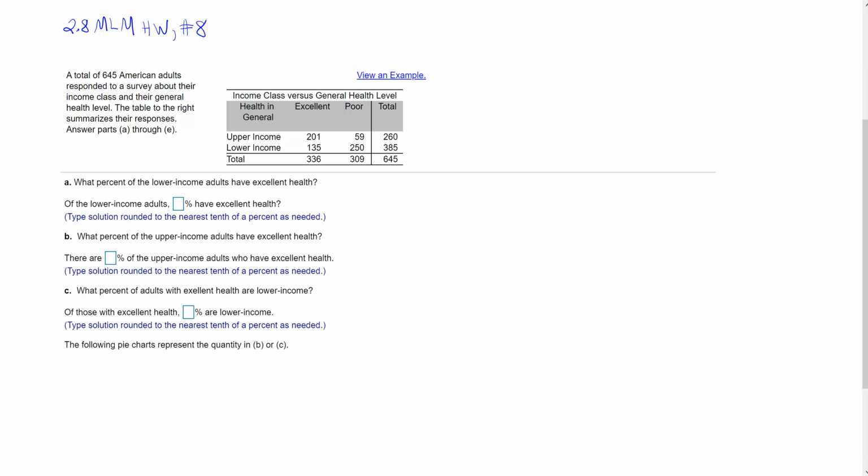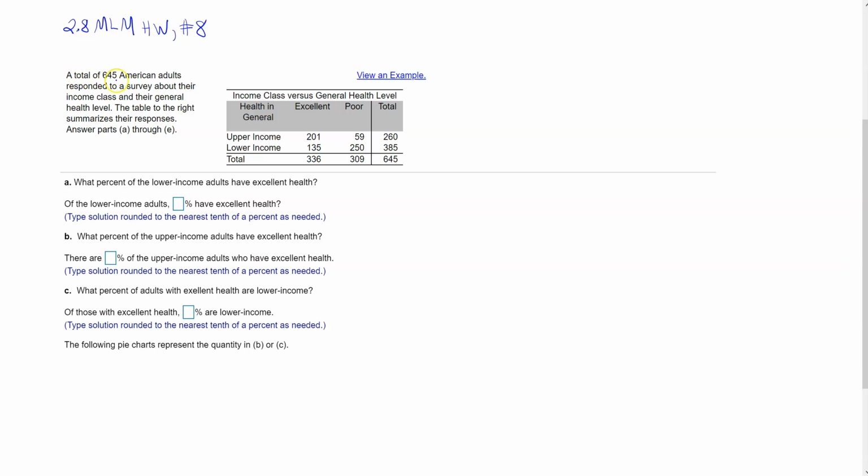This is question number 8 from the 2.8 MyLab Math homework that dealt with displaying data with graphs. So we're given a two-way table here and we're being asked some questions about it. And then later it's going to ask us to connect this information from the two-way table into a pie chart. We're going to display the information as a pie chart. So first let's read our problem.